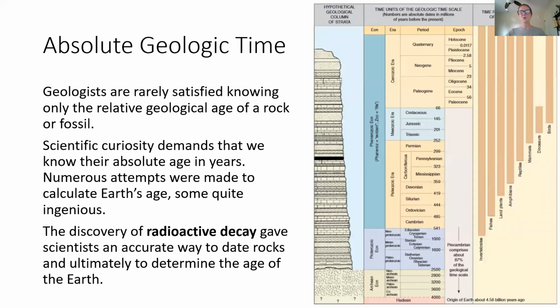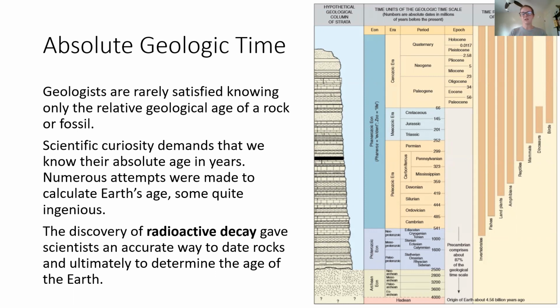Okay, so now you're familiar with relative time, right? My car is older than my dog. The Mesozoic is older than the Cenozoic. Now we're going to talk about absolute geologic time, right? How do we actually put ages, exact numbers to these time periods, these epochs, these eons, these eras?